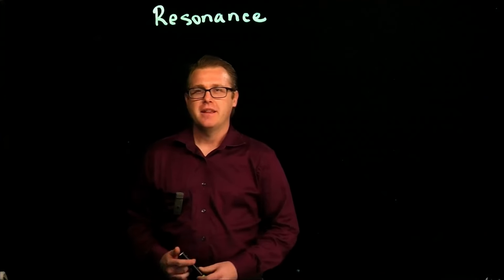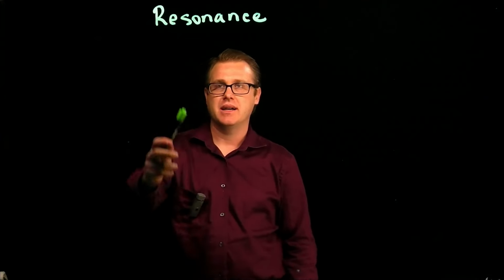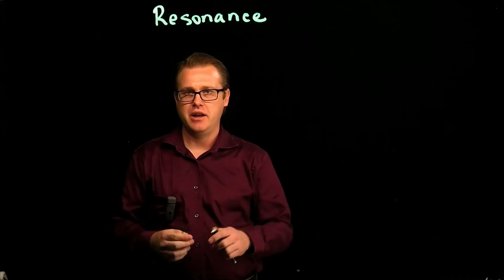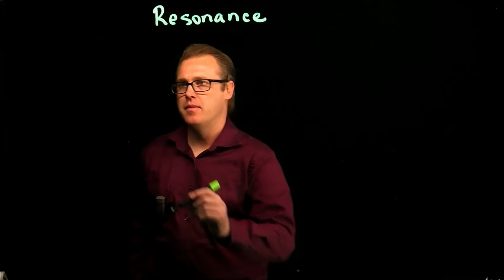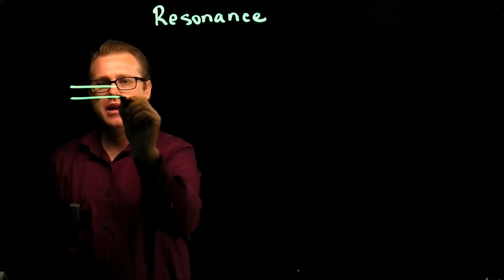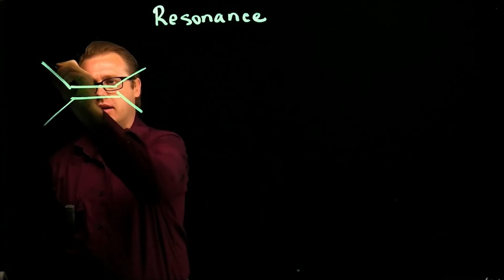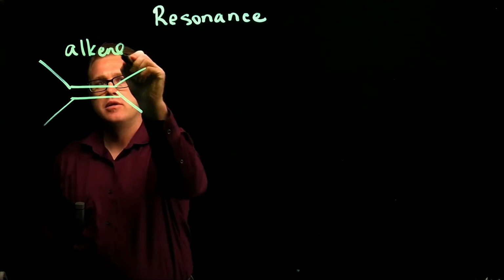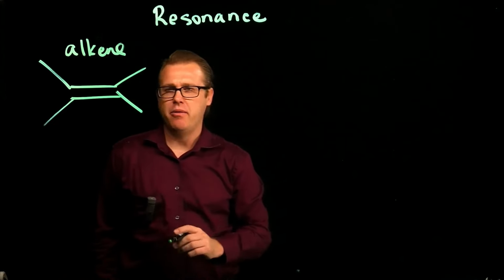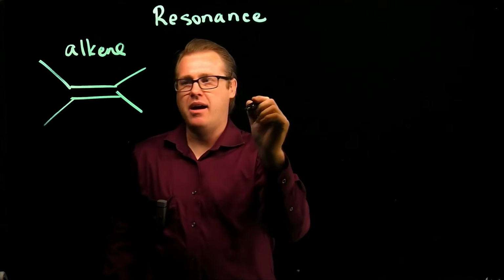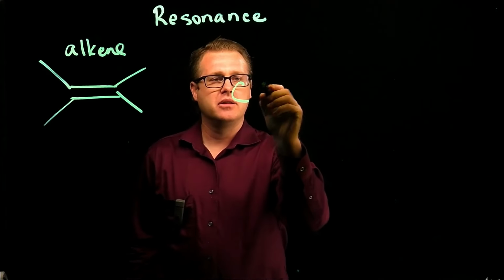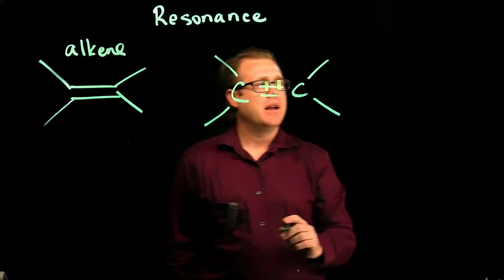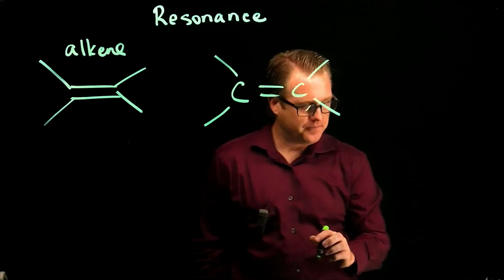Hello, class. The next topic that we are going to discuss is something called resonance. And in order to understand resonance, we need to do a little history lesson and take a look at a molecule like this. So this is an alkene. So we have this alkene. And we could take that and expand it out and look at it kind of like this. And then I could even expand it out a little bit more.